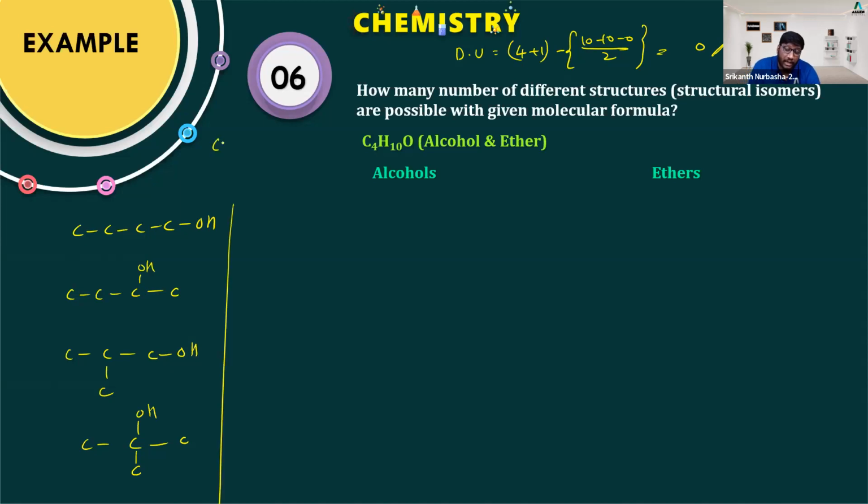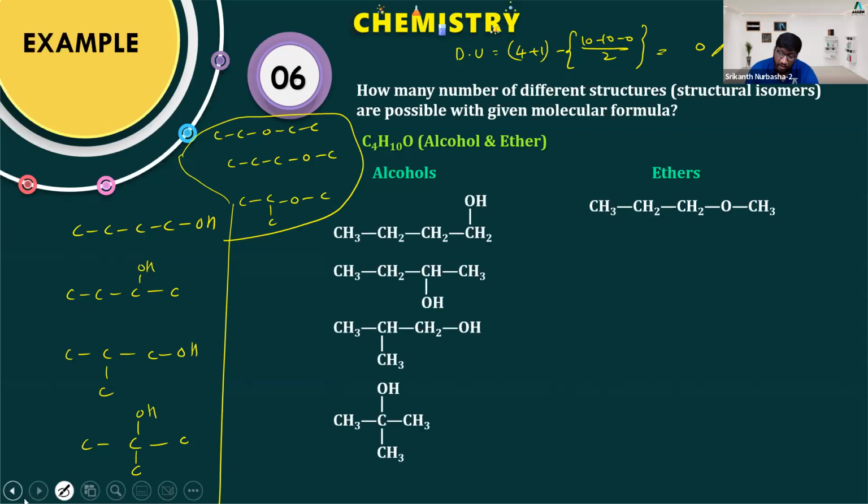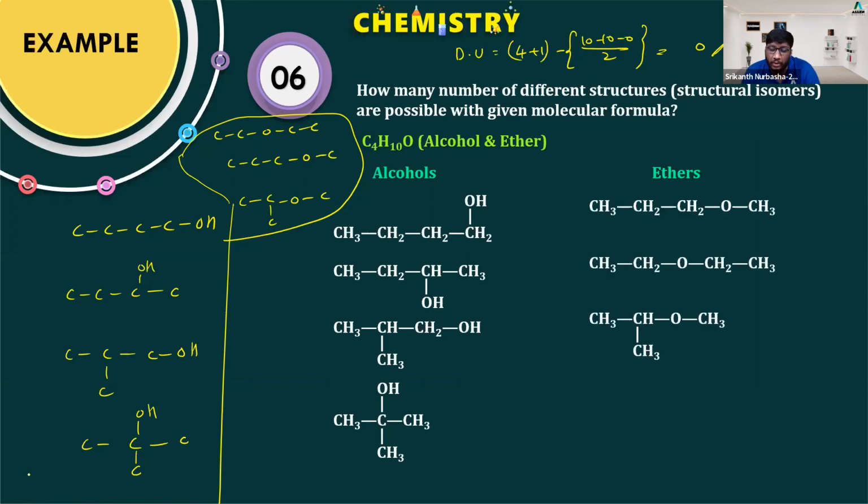Ethers, I can have 2 ethyls on both sides, CCOCC, that is an ether. We can have CCC, propyl, and methyl also. And I can also have isopropyl and methyl. So these are the 3 possible ethers, or not? So alcohols and ethers. So these are the respective alcohols, these are the respective ethers. So like that, you have to count down the total number of structural isomers with the given molecular formula, whatever the molecular formula might be.